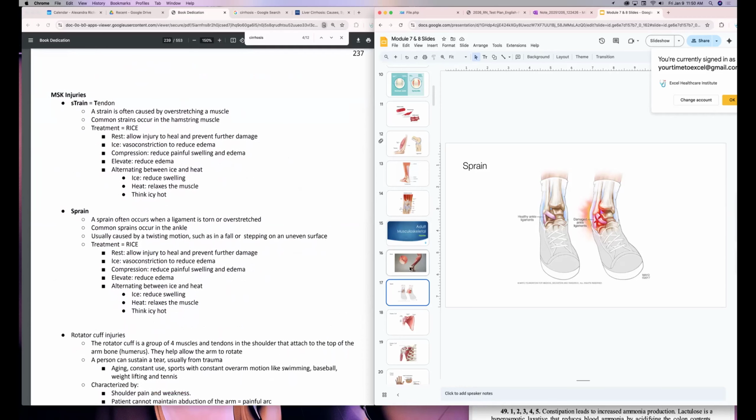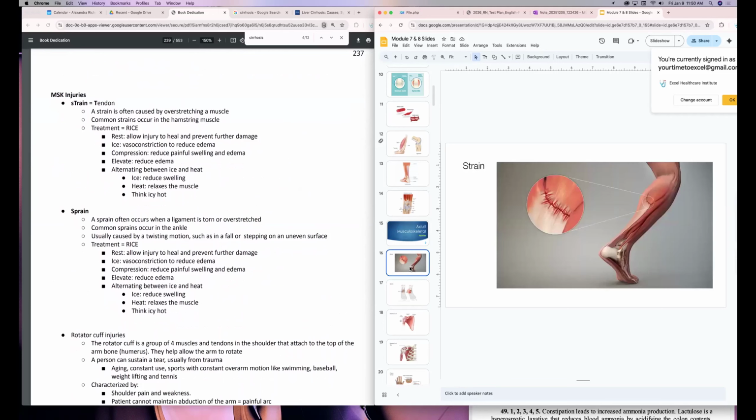We already spoke about musculoskeletal injuries, strains, and sprains. For both, you want to use a treatment method called RICE: rest, ice, compression, elevation. When we have a musculoskeletal injury, most of the time the healthcare provider is going to recommend the patient do RICE. You want to rest the area because you want to prevent further damage.